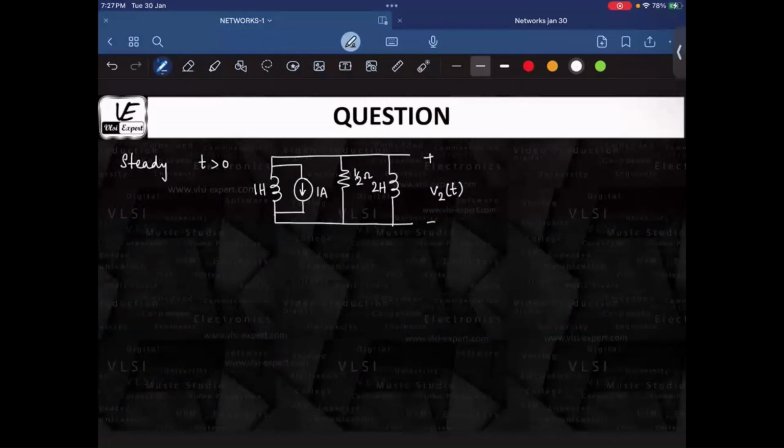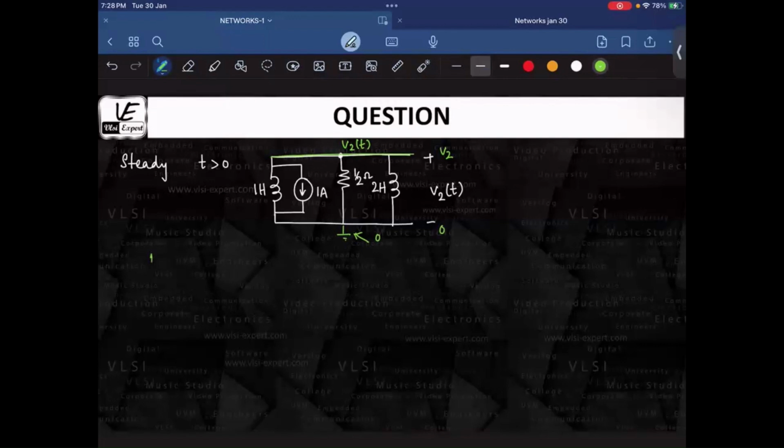Now you write the KCL at this node, taking this as the reference. All of them have this voltage as V2 only. This potential here will be V2 because we are calling this as reference 0. So if this is 0, this will be V2. So all of these will be at V2 potential.